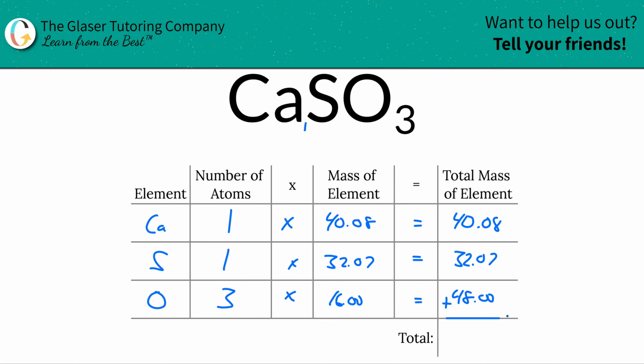And then all we're going to do is just add them together to find the total mass of the entire compound. So when we do that, it works out to be about 120.15. And since we're solving for molar mass, the units here are in terms of grams per mole.